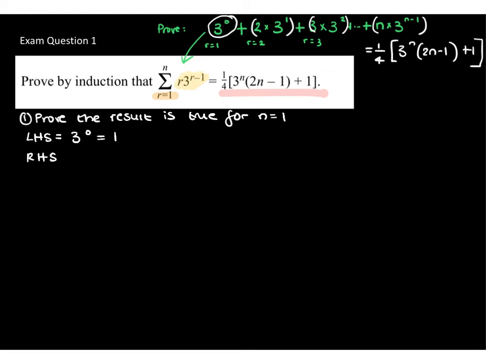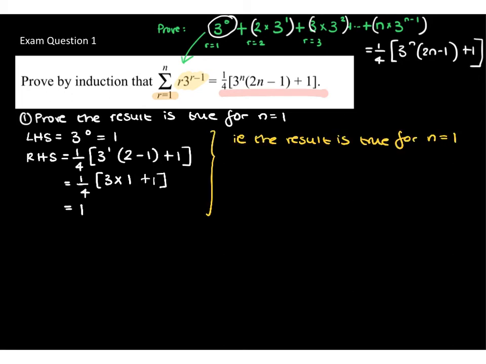Now, the right-hand side is a little bit more complex. We need to now substitute n equals 1 into the right-hand side, which is 1/4 (3 to the power of 1 (2 times 1, which is 2, take away 1) plus 1), and let's work this through. So that's 1/4 (3 multiplied by 1 plus 1), which is of course going to give us 4, so this ultimately gives us an answer of 1. So make sure you state that you've proven the result is true for n equals 1. Now let's make the assumption that the result is true for n equals k.